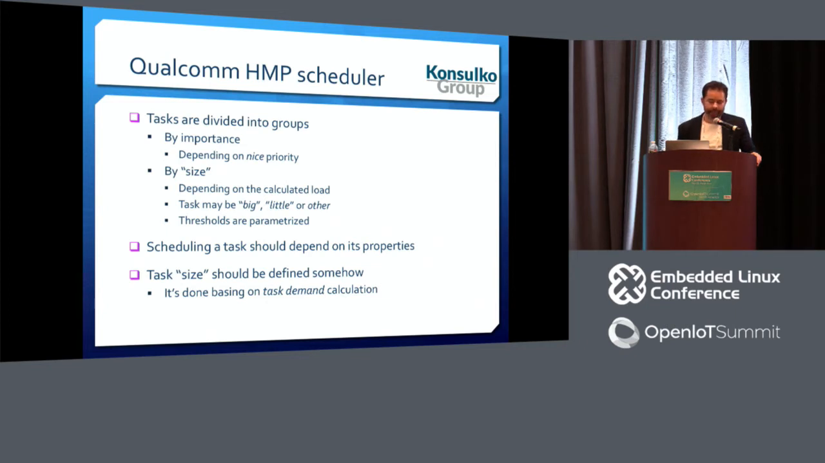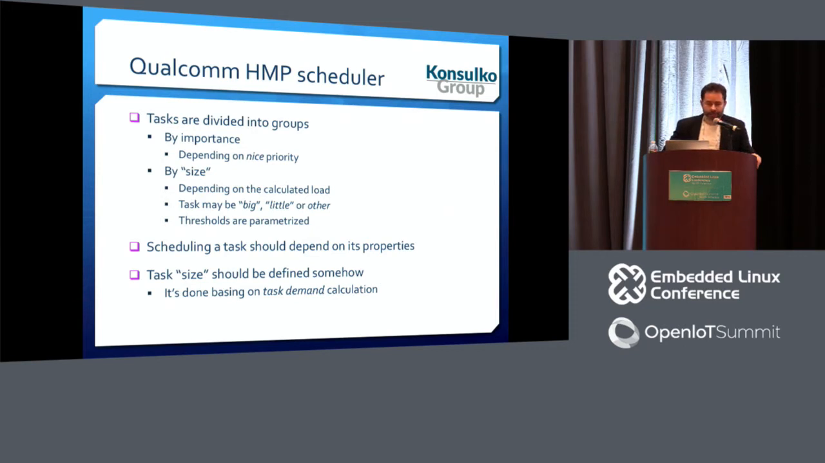In Qualcomm HMP scheduler, the tasks are divided into groups by importance, so there are less important and more important tasks, and by size. And well, when we speak about size of a task, we need to define that too, right? So size is a measure of load that this task produces, and task may be big when the load is big, little when the produced load is little, or other when it doesn't exactly fall in either of the two previous categories. And thresholds for defining which tasks are big, which tasks are little, and which are neither of those are parameterized. So there's a huge possibility of customizing QHMP depending on the system that you're running it on. And then scheduling a task, well, obviously should depend on its properties.